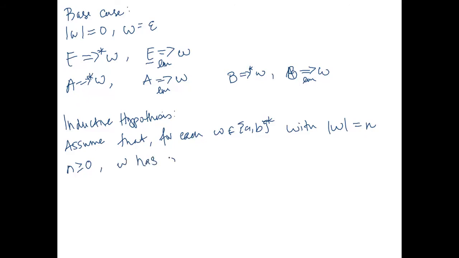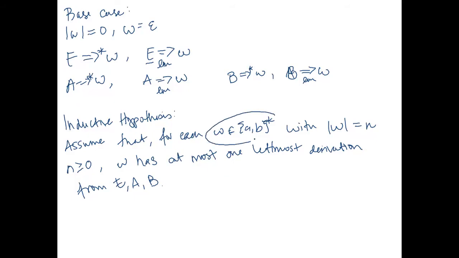w has, at most, one leftmost derivation from E, A, and B. Okay, notice just as a subtle point here, we say w has at most one instead of exactly one. Our condition here was that w is just a string over the alphabet. We didn't actually say that it's a string in the grammar. Okay, so that's why that subtlety is there, at most one.